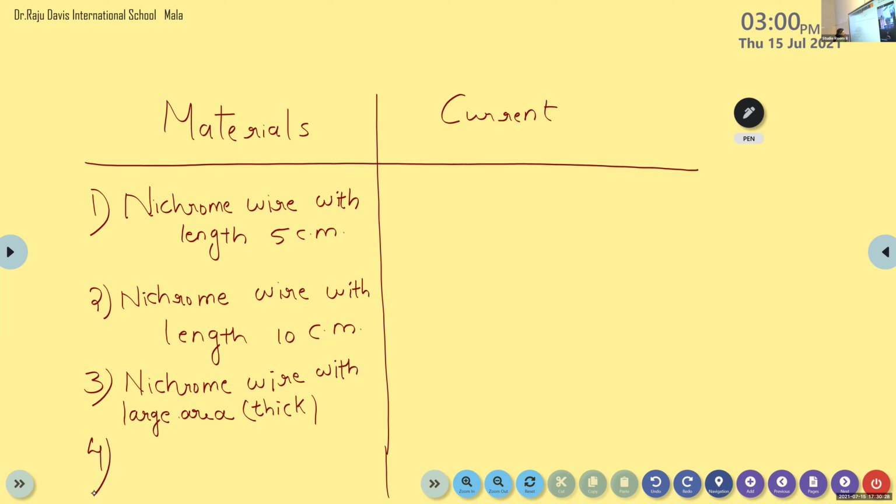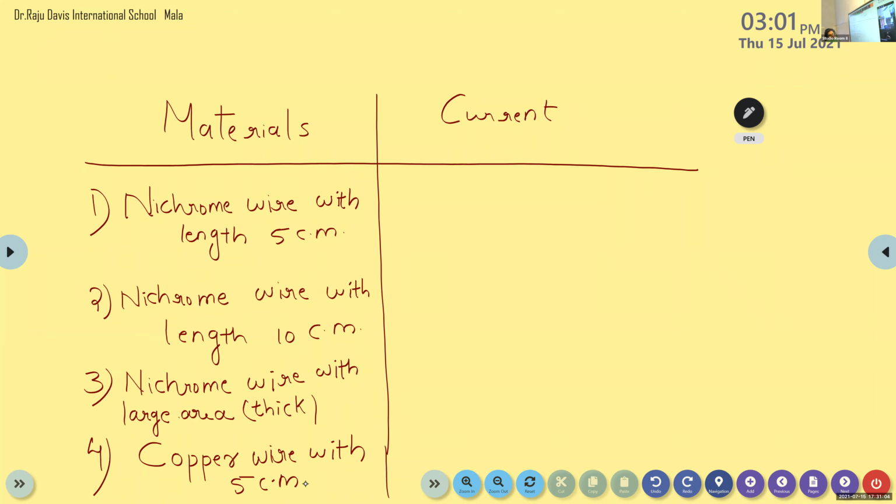What about the last material that we used to connect here? It is not nichrome. We used to connect another material. What is that? Anyone recall? It is a copper wire. Okay, copper. Copper wire of the same length. Copper wire with 5 centimeter length.